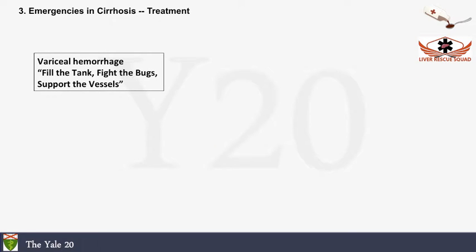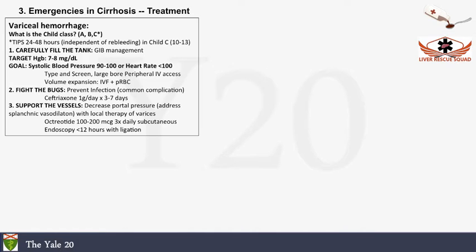First, variceal hemorrhage. This is very obvious. They're bleeding from either their mouth or their anus. Gastric varices, esophageal varices, or rectal varices. Carefully fill the tank. You want to manage it as you would manage a GI bleed with some caveats. First, you want to target hemoglobin of 7 to 8. Overtransfusion does not improve outcomes, as shown by Villanueva et al. in the New England Journal. The goal is a blood pressure of systolic 90 to 100, or heart rate less than 100. And you want to make sure of the first steps: get a type and screen, get large bore peripheral IV access x2, and use packed red blood cells with IV fluids to help resuscitate the patient.